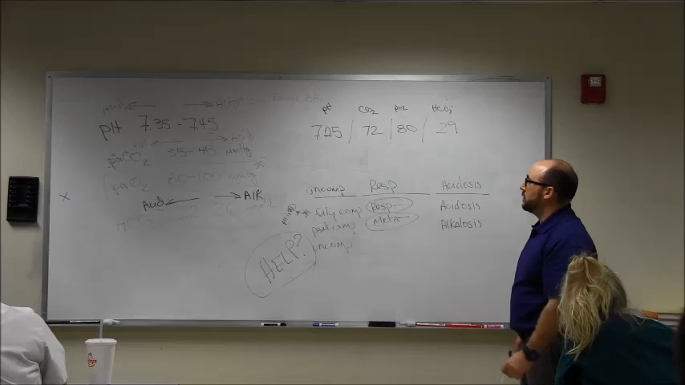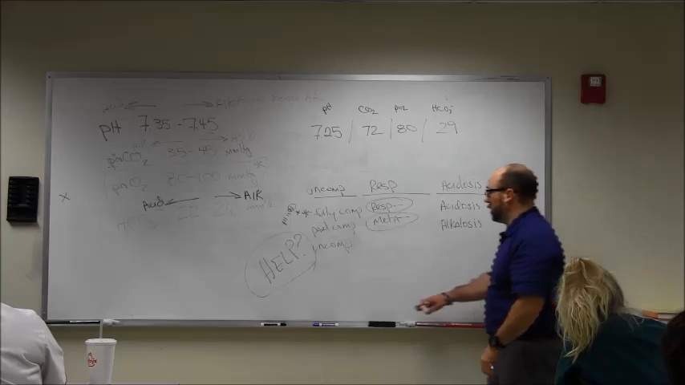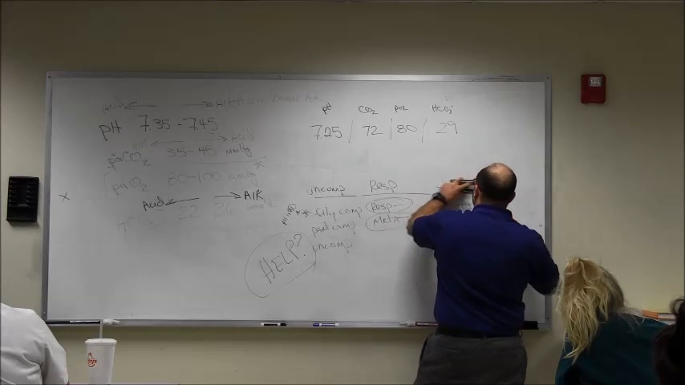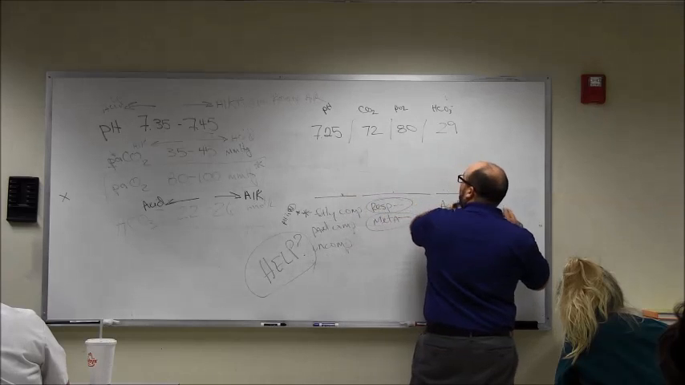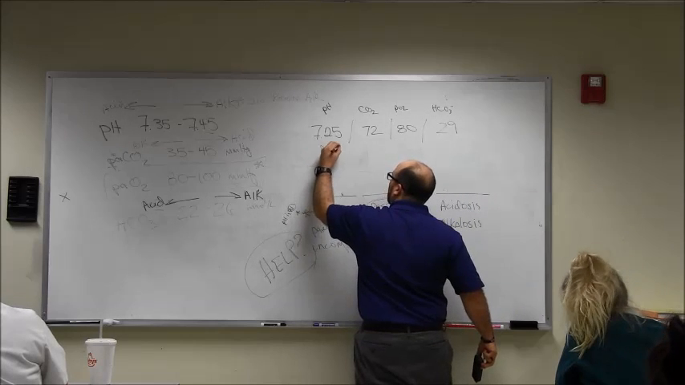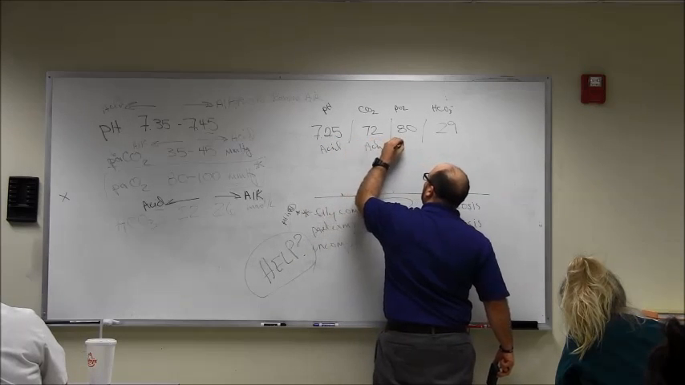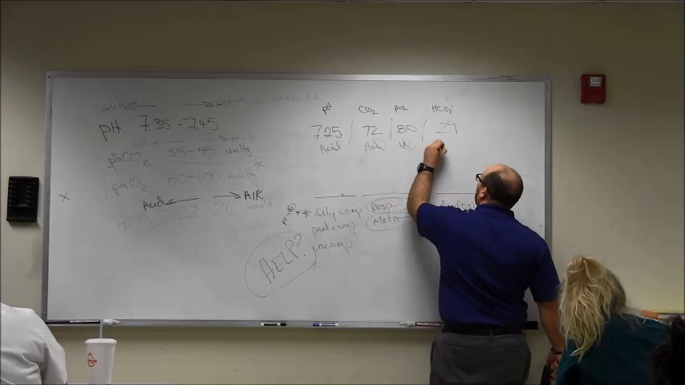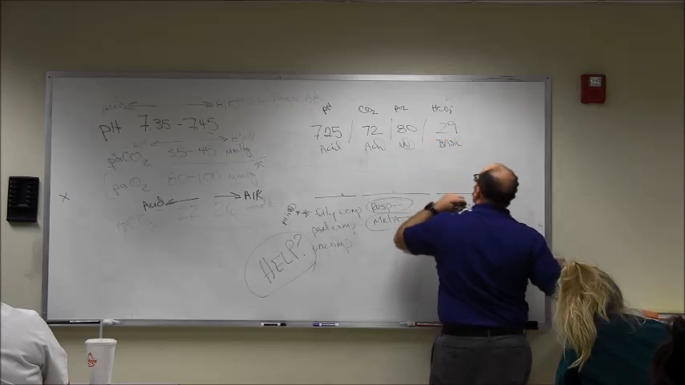Okay, let's go through this one. Same way, don't jump the gun, go through it methodically. Start by naming them at the top: acid, acid, normal, basic, or alkalotic.